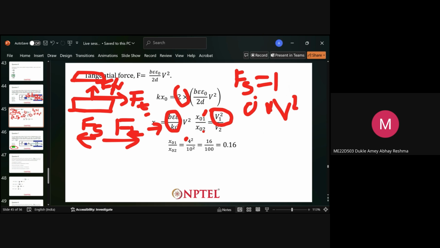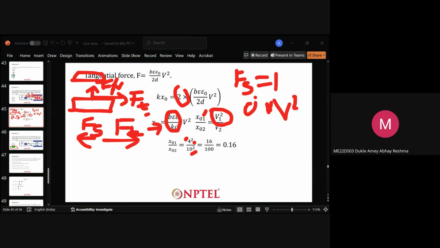Now we have two cases. One is when the voltage is 4 volt, and the other where the voltage is 10 volt. We substituted at both places and got the ratio between the displacements. When the voltage is 4 volt, the displacement is around 16 times, whereas when the voltage is increased to 10 volts, the displacement becomes 100. This is just a ratio, and the ratio between the two cases becomes 0.16.